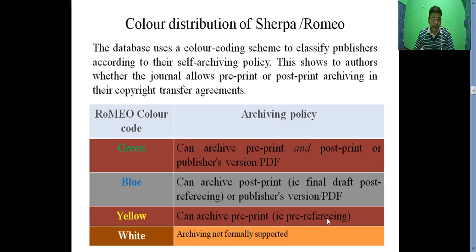The RoMEO color code green means you can archive preprint, postprint, or publisher version or PDF. When it is blue, you can archive postprint, that is final draft post-refereeing, or publisher version. When it is yellow, you can archive preprint, that is pre-refereeing. When it is white, archiving is not formally supported.